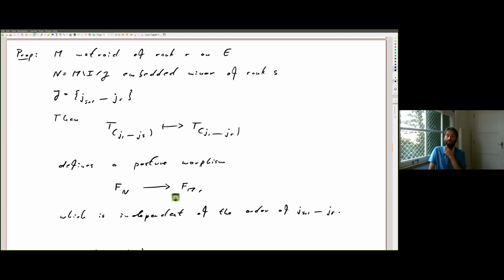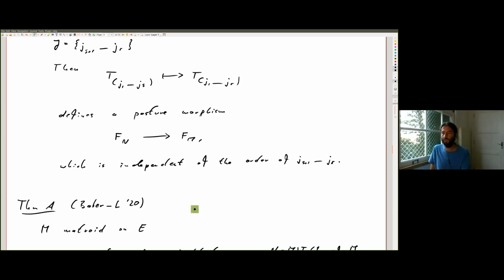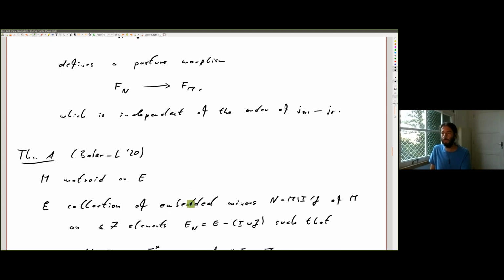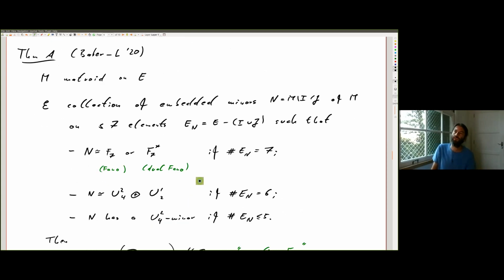So this tells us that embedded minors give us morphisms of foundations. I would like to say embeddings, but in general, it's not an embedding. It could be that we have to quotient out things. But what's happening is the following. This is the first big theorem in the theory.